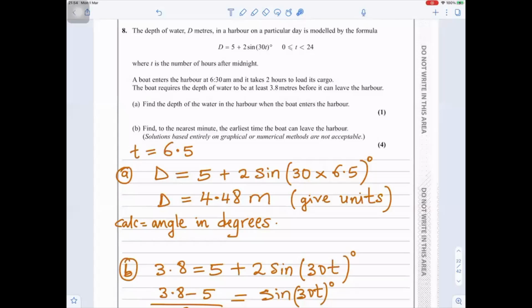Question number 8. The depth of water d meters in a harbor on a particular day is modeled by the formula. Part A. Find the depth of the water in the harbor when the boat enters the harbor. So t is equal to 6.5. So we substitute t equals 6.5, and you put that in your calculator. It will give you 4.48 meters. And you would use your calculator in degrees because that's in degrees.